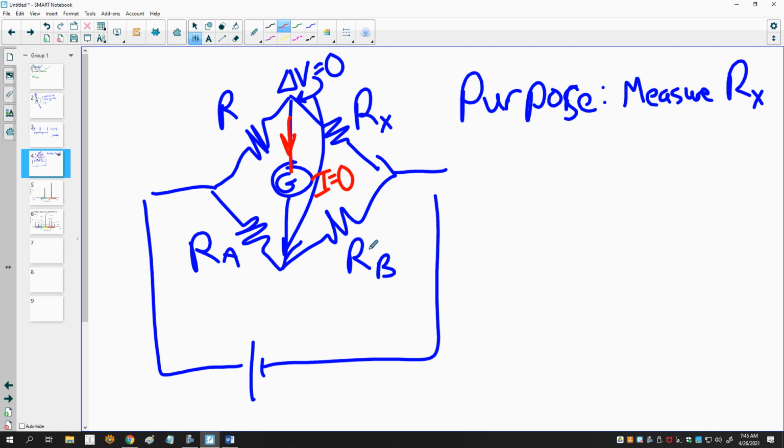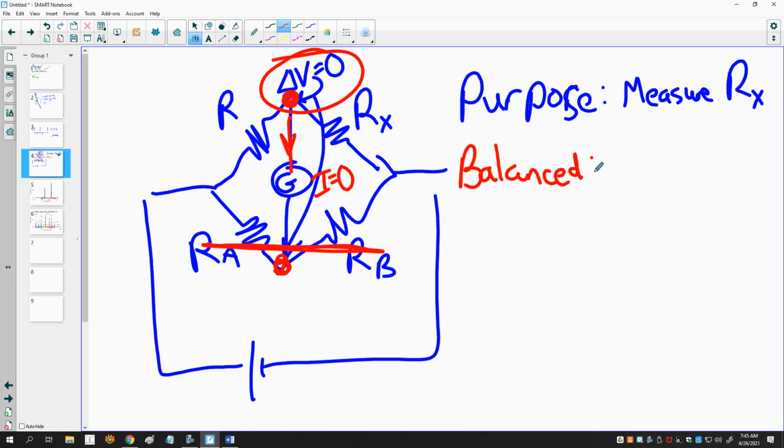Remember, your slide wire made up RA and RB, and you moved your galvanometer wire on that slide wire until it was balanced. And when it was balanced, the potential difference between this point and this point was equal to 0. Balanced means that the potential difference between those 2 points is equal to 0, so that the current through the galvanometer was equal to 0. Okay, so that's what it means to be balanced.